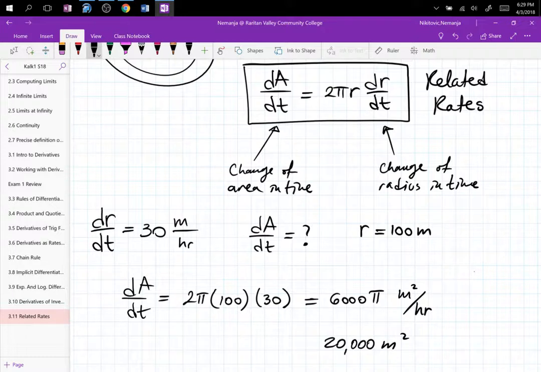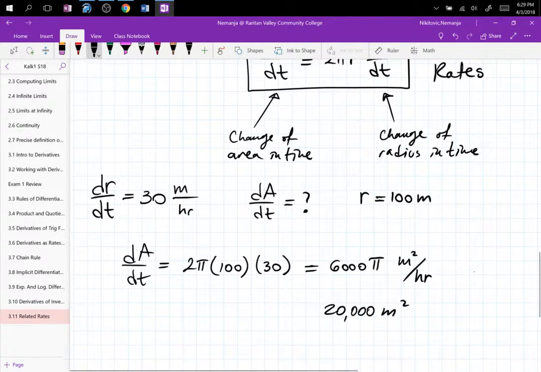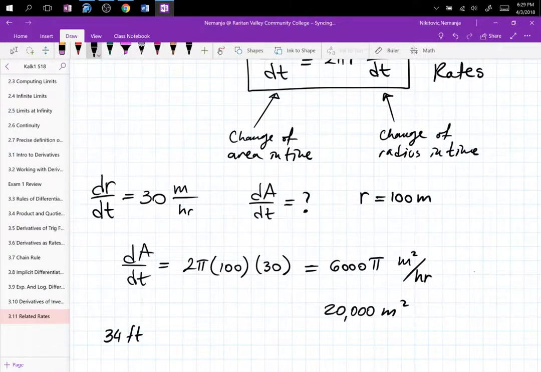Useful stuff. So what did you come up with for the classroom? What do we have one way? 17 this way? Times 2, so 34 feet. Okay. And how about that way? 7 times 4? Thank you.